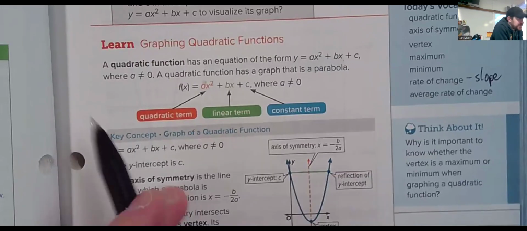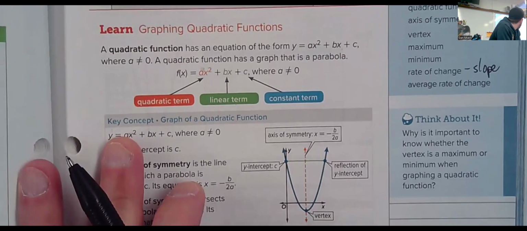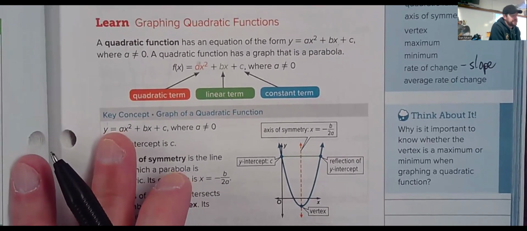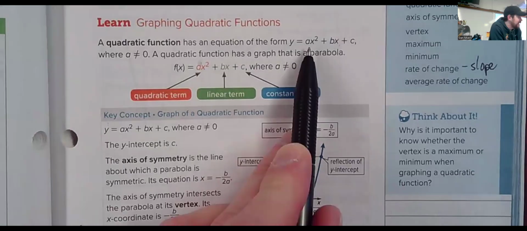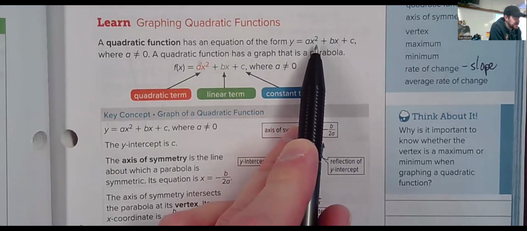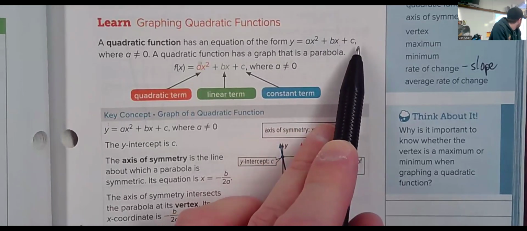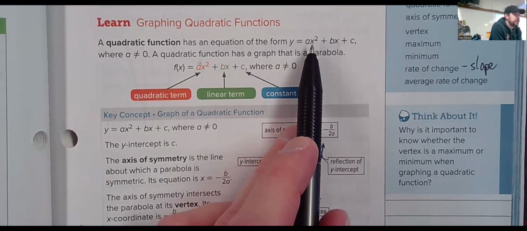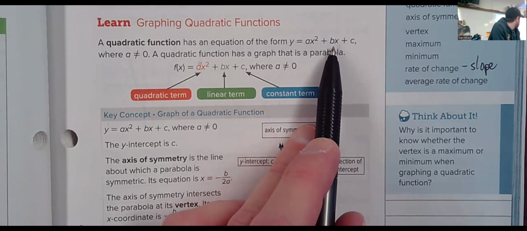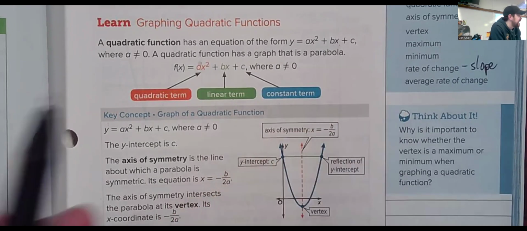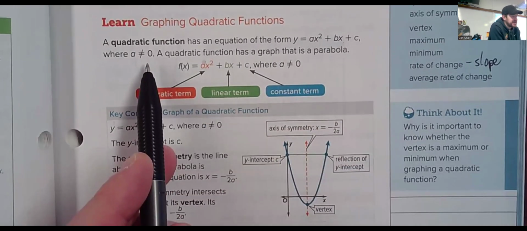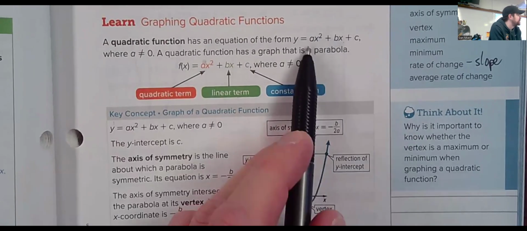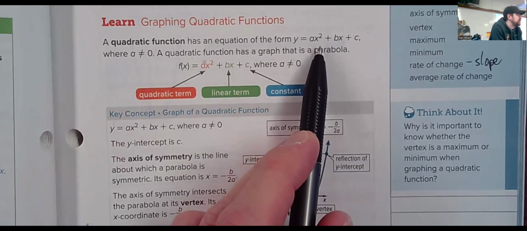So here we go. Graphing quadratic function. A quadratic function has an equation of the form y equals a times x squared plus b times x plus c. It will always have a squared. No matter what, you will always have a squared in a quadratic. You will not always have a b value or a c value, because if you look here, it says a cannot equal 0. Because if a is 0, then there is no x squared, which means it's not quadratic. It would just be linear at that point.